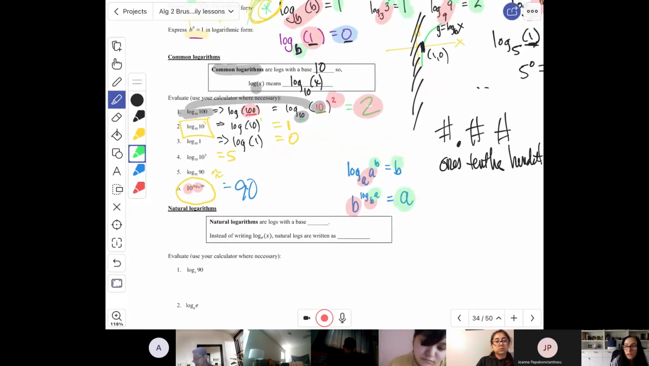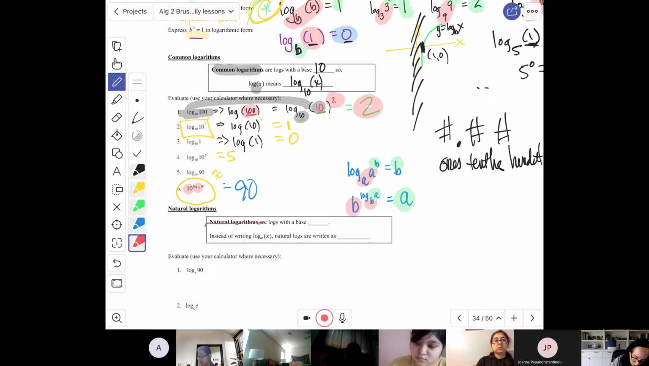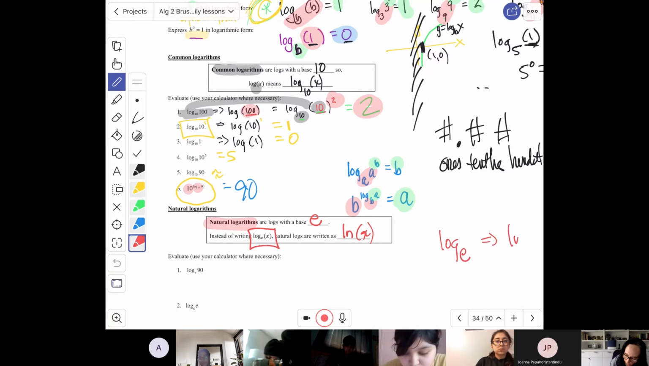Now, we said a common log is log base 10. There is another log that is very popular, especially when you're doing finance or biological modeling, and this one is known as a natural log. A natural log is based on that number e that I mentioned to you that Euler came up with. So instead of writing log base e, you can write ln. Log base e is the same thing as ln.